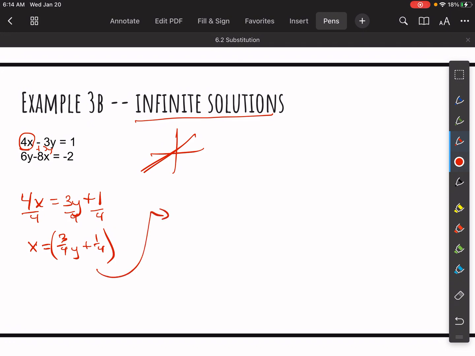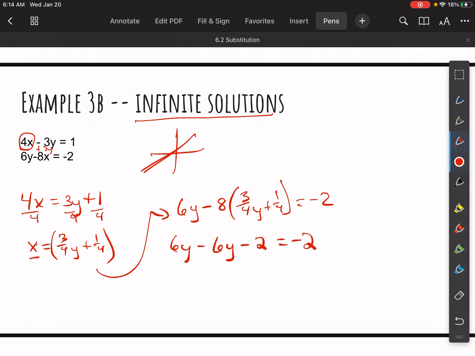So when I plug that in, I get 6y minus 8 times, notice I'm plugging this in for x because I solved for x, (3/4 y plus 1/4) is equal to negative 2. Let's distribute this out. 6y minus 8 times 3/4 is 24 over 4. 24 divided by 4 is 6, so I get minus 6y. And then negative 8 times 1/4 would be negative 8 over 4, which is negative 2, equals negative 2. So 6y minus 6y, notice this goes to 0 just like it did with the no solution, but then I'm left with negative 2 equals negative 2.